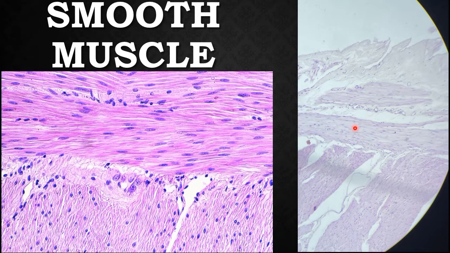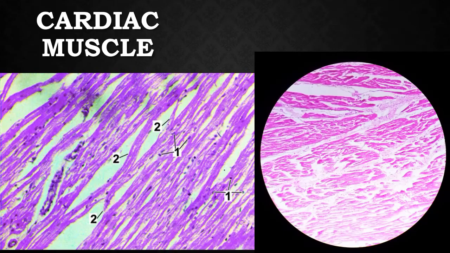Okay, LS of smooth muscle. That is how we have to identify the smooth muscle. Try to identify clearly, find out how they are present. If you are able to identify a clear nucleus which is present in every muscle fiber, that is nothing but the smooth muscle.